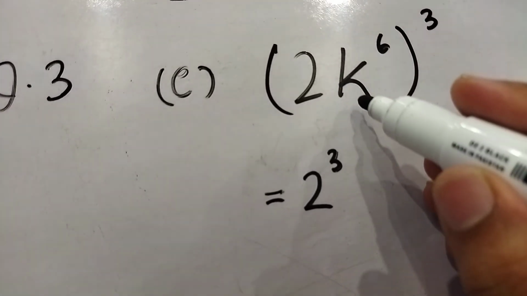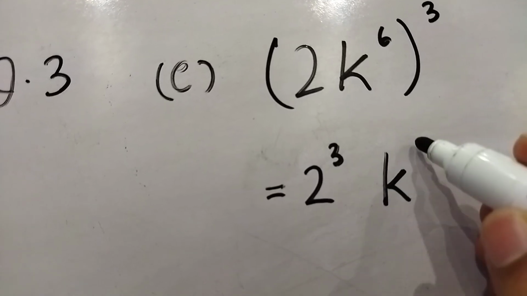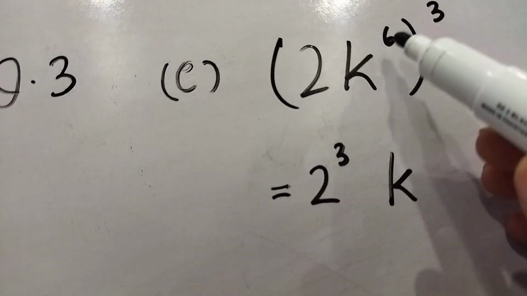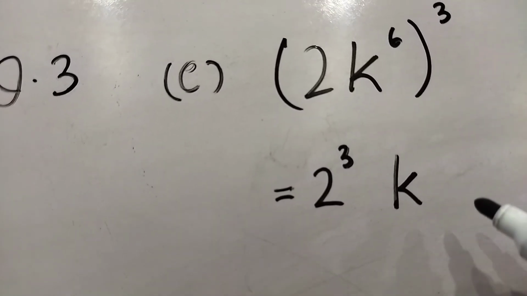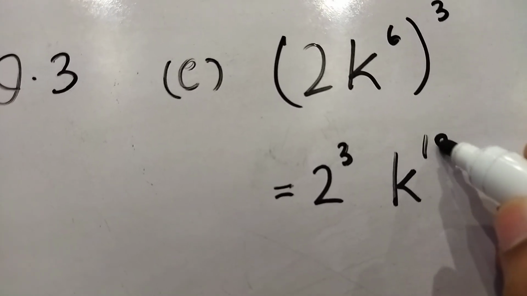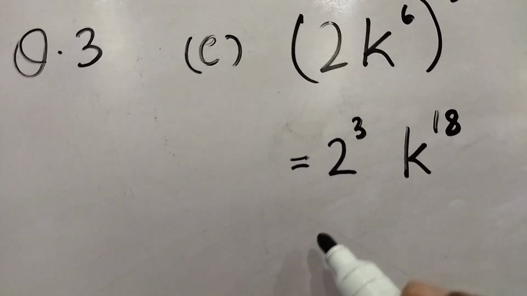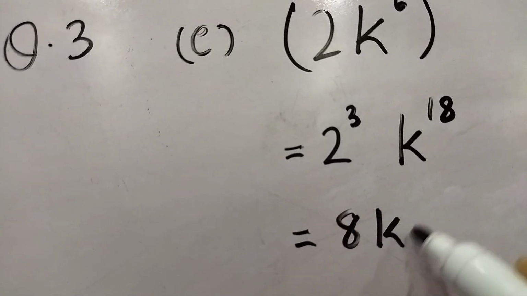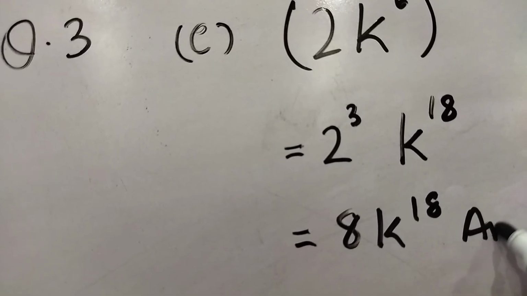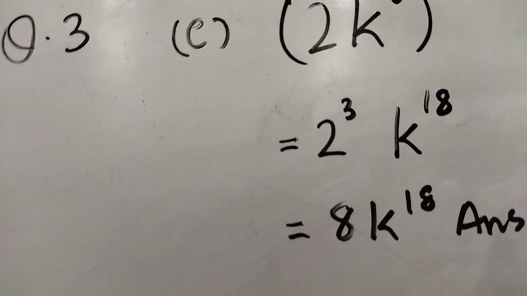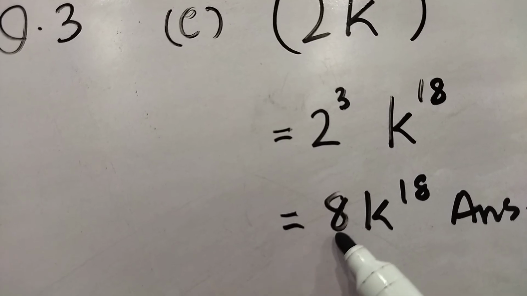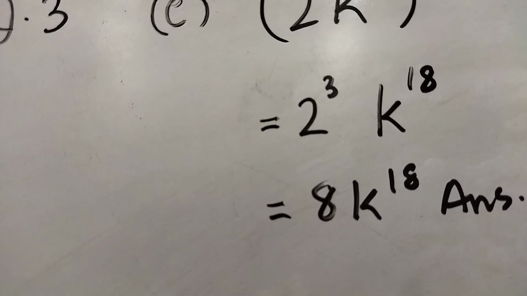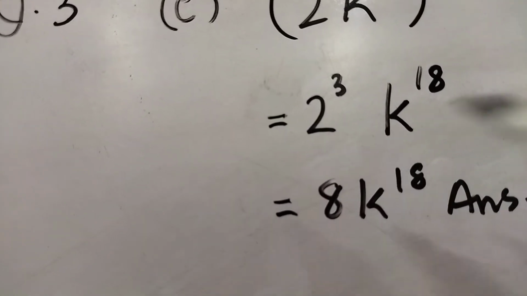But when it comes to the variable, it has an inside power that is 6 and an outside power that is 3. So we are going to apply law number 3 and multiply these two powers. So we'll get 18. 6 3s are 18. So the answer would be 2 raised to power 3, which is 8, k raised to power 18, right? Why are we writing the answer in number and not in powers? Because it is very small. Otherwise, we would have kept it as it is.